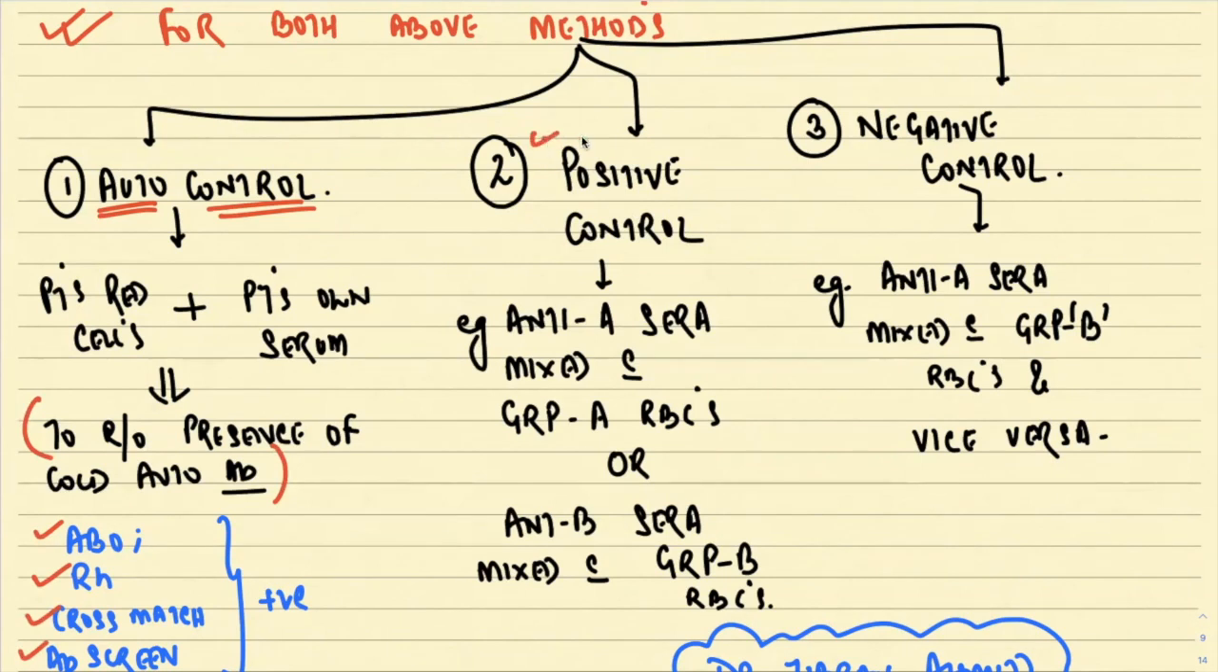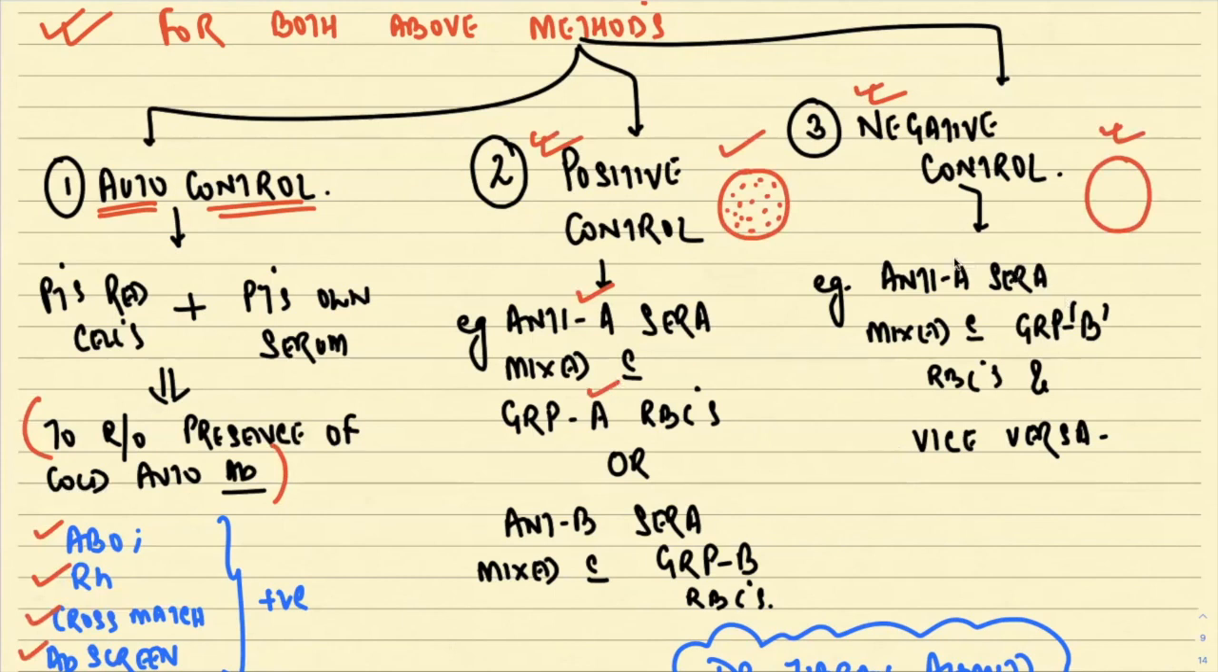Then we carry out a positive control and a negative control. Positive control means I will have a control which is showing agglutination. I want to compare that a positive test looks like this, and a negative test is completely blank like this. So we do the positive control. For example, you take the anti-A sera and mix it with group A RBC. So you made a positive control.